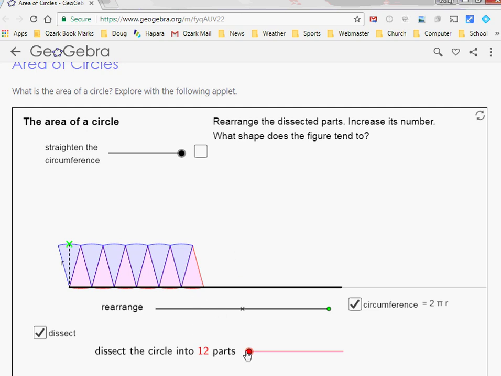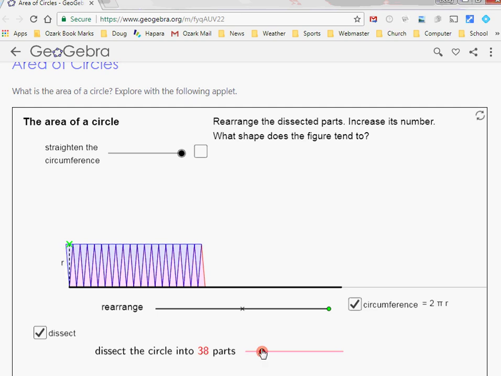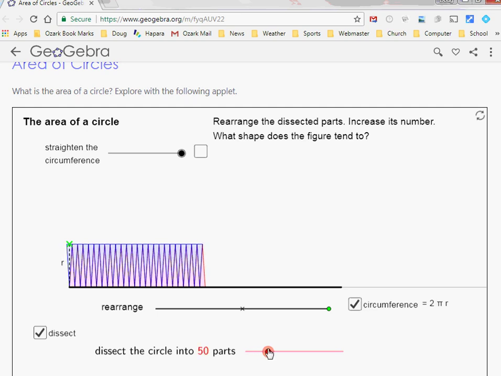Now, I'm going to start with more parts, but I'm not going to put it all the way back to a circle. I'm just going to leave it here, and I'm going to do more parts. You notice what's happening to the straightness of it? It's straighter and straighter and straighter. How do you find the area of a parallelogram? Base times height.